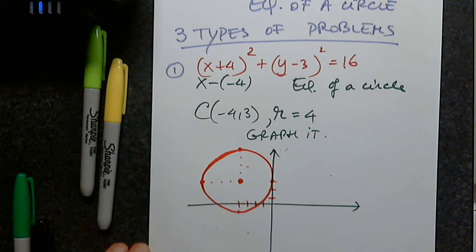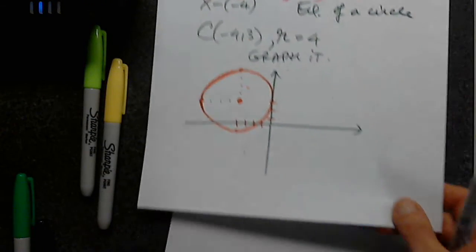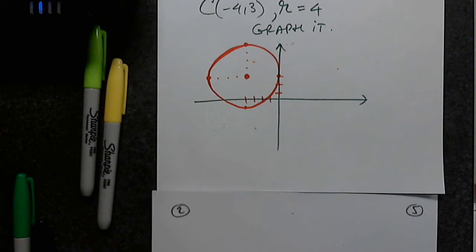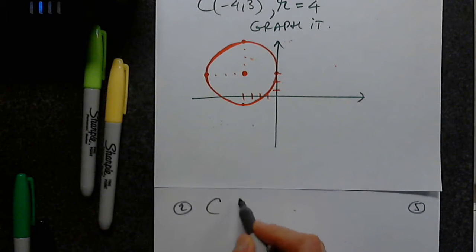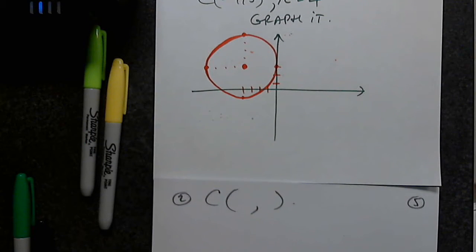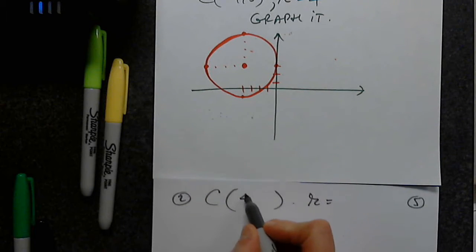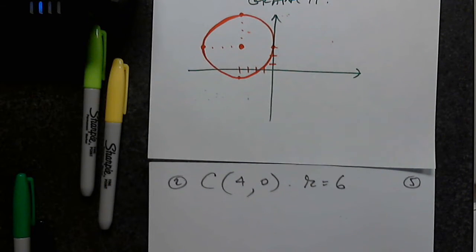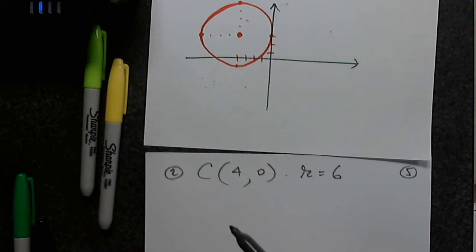Any questions? The second type of problem is give me a center and give me a radius. Let's say 4, 0. And give me a radius. 6 indeed. Okay? So I would like you to determine the equation of the circle having the center 4, 0 and the radius of 6. I'm ready when you are.